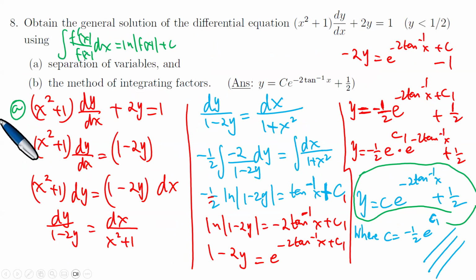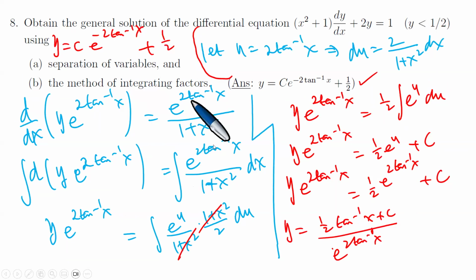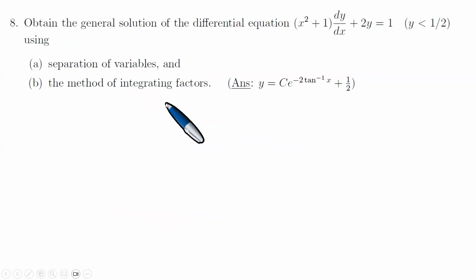We used separation of variables before, and we got the minus 1/2. We could have used u here, let u be 1 minus 2y. Yeah, it's the same thing, but we got the same answer. The answer became the green one, the one covered in green. And then you have this.